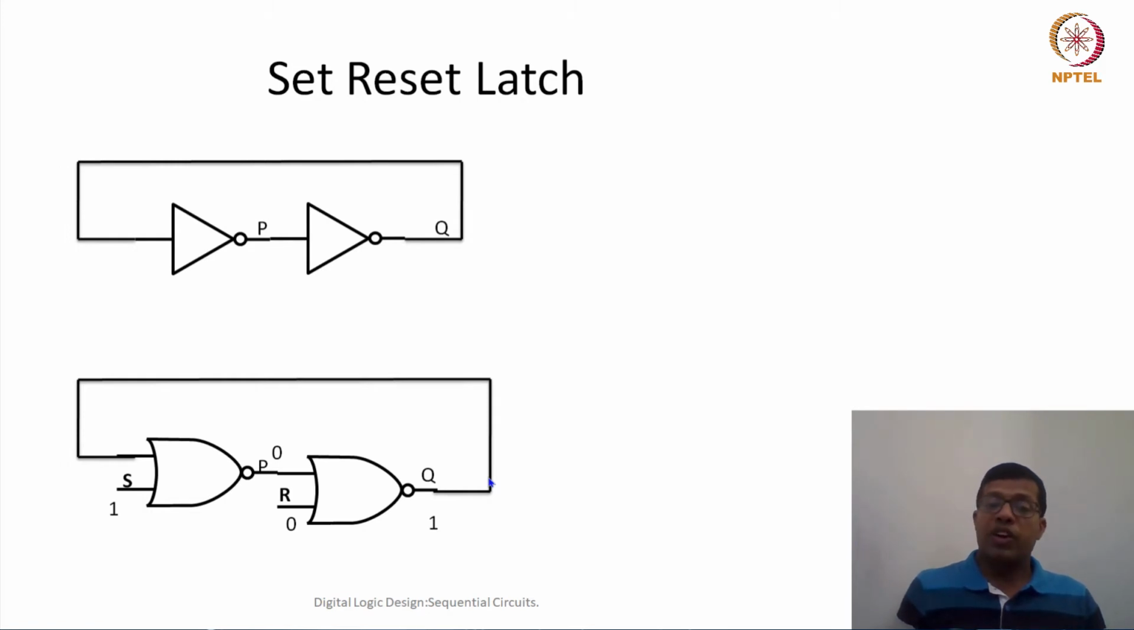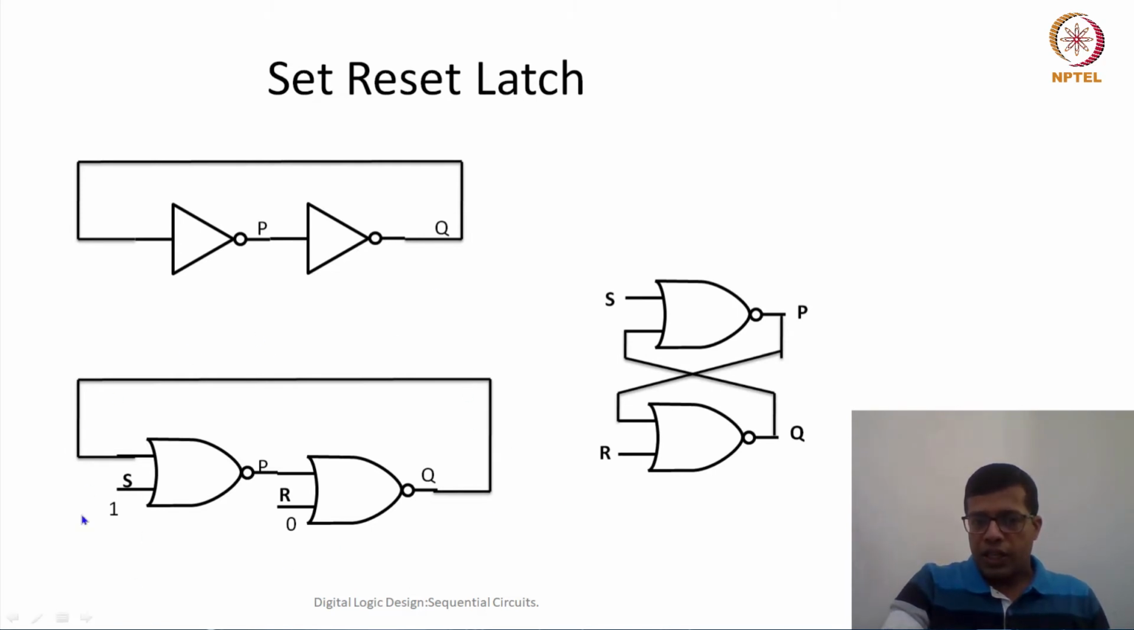But if I want to modify, I want to initialize my input as 1 or 0, so I can correspondingly set my value of R and S accordingly. So if I want to set my stored element as 1, then I can make S equal to 1, R equal to 0. If I want to make my stored element as 0, then I can make S as 0 and reset as 1.